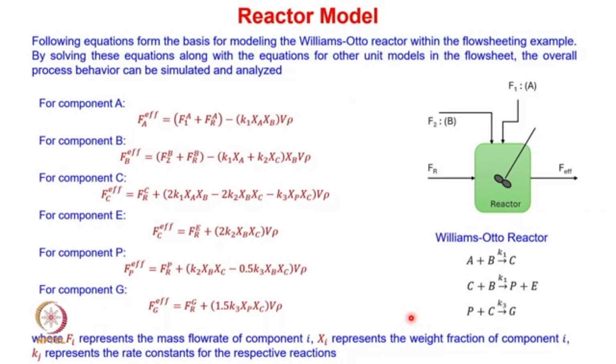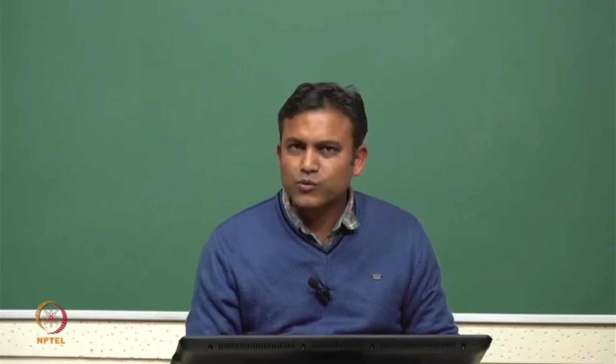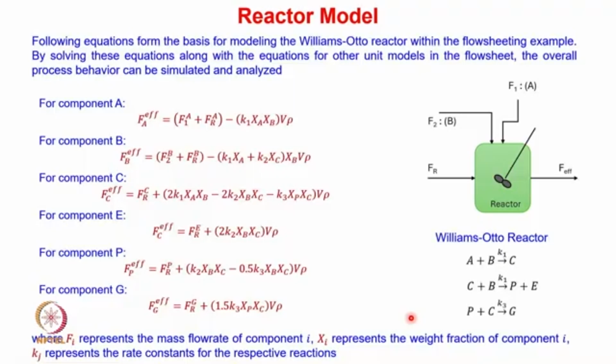So now let us look at the model for each of these units in the flow sheet, and then we will see how this can be combined in the modular and the equation oriented approach. If you look at the reactor, F2 is the feed rate of B, F1 is the feed rate of A, FR is the feed rate of the recycle stream, and F effluent is the product stream coming out from the reactor.